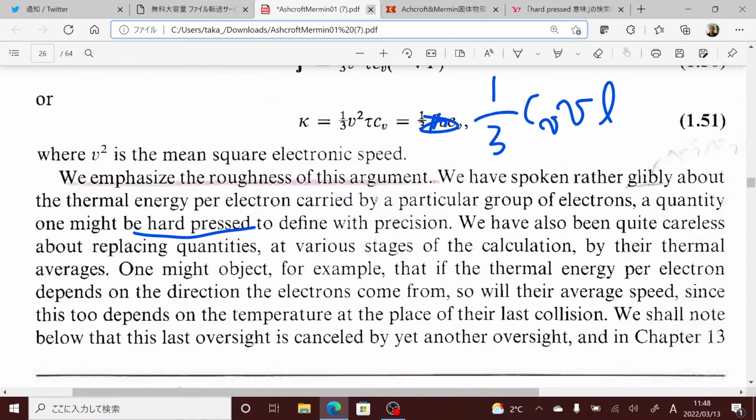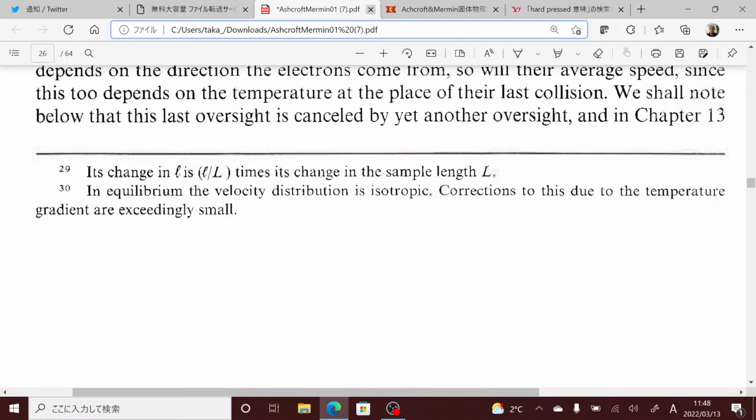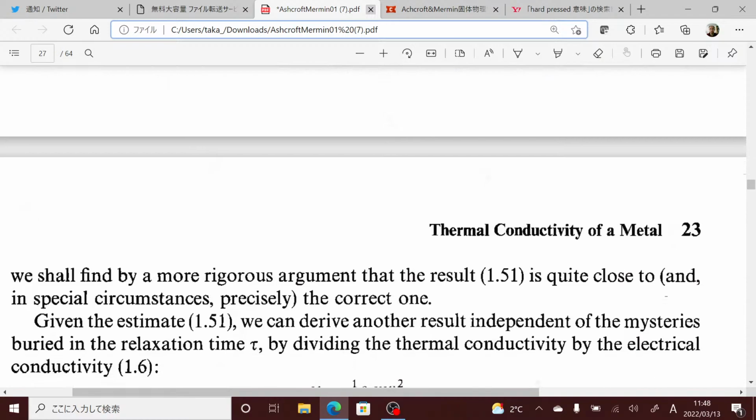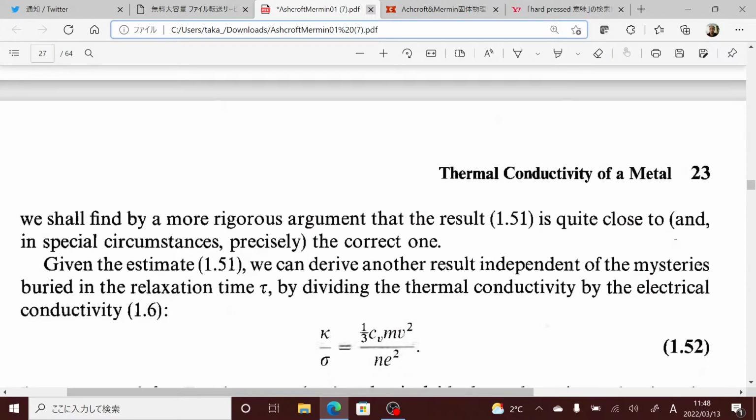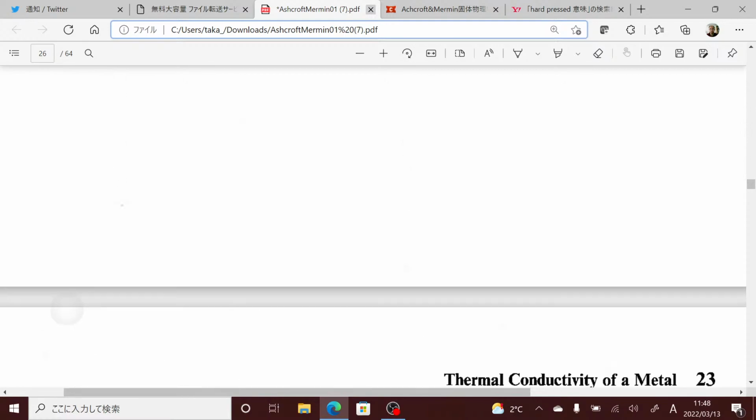Footnote 30. In equilibrium, the velocity distribution is isotropic. Corrections to this due to the temperature gradient are exceedingly small. We shall find by a more rigorous argument that the result 1.51 is quite close to, and in special circumstances precisely, the correct one.